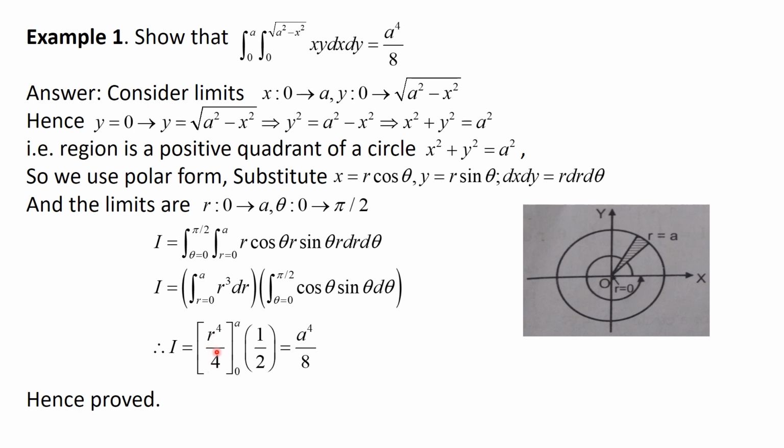leads to r raised to 4 upon 4 from the limits 0 to a. By reduction formulae, or even by converting the angle to the form of sin 2 theta, the value of the second integral comes out as 1 upon 2. Simplifying the result, substituting the upper limit r equal to a and multiplying by the factor 1 by 2 gives the required answer a raised to 4 by 8, which we wanted to prove, and hence the result.